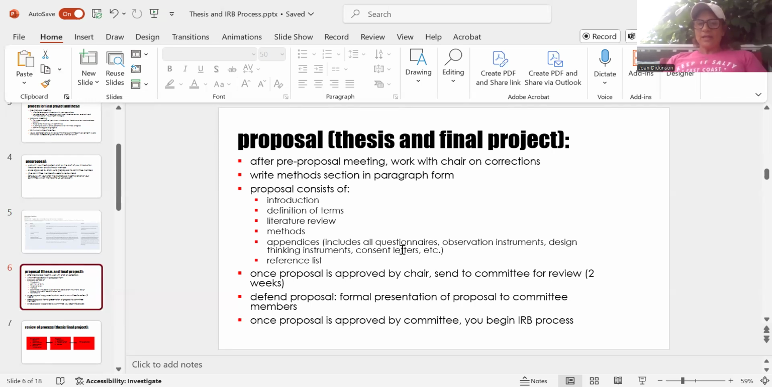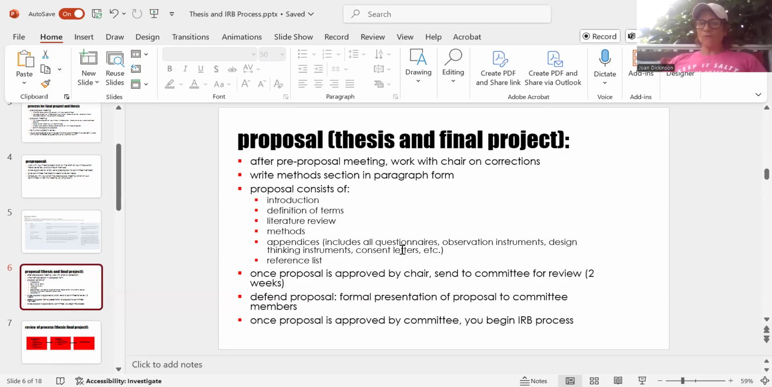So the proposal, again, is going to consist of the introduction, the definition of terms, the literature review, the methods, and you have to, at this point, have the appendices. And the appendices is going to include all of your instruments, all of your consent forms, any recruitment you might have, any email correspondence you might have with your subjects, and a reference list.